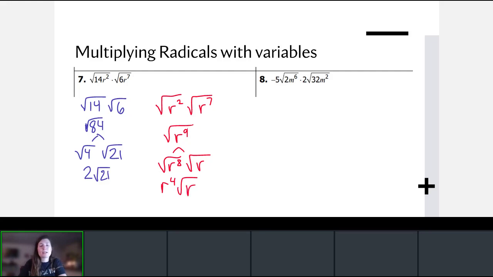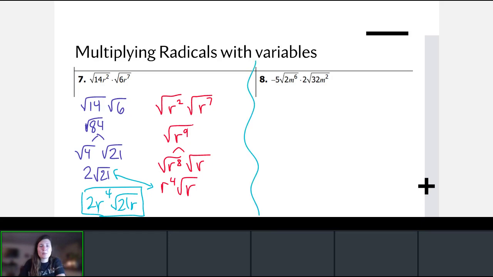Now, how do we write our final answer? How do I relate these two things? I broke them up for my problem, but I need to put them back together to give a final answer. So what we're going to do is we're going to put everything that's out front. So that 2 and that r to the 4th are part of our outside the root term. And then underneath the root, we have the 21 times the r. So there we go.